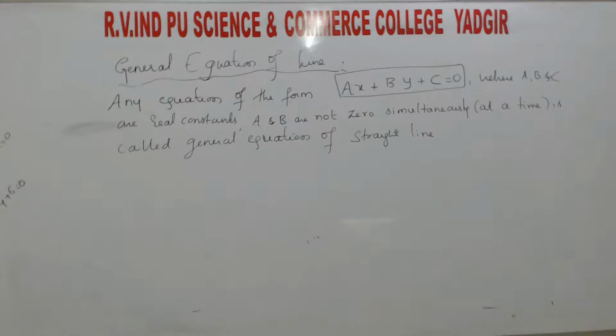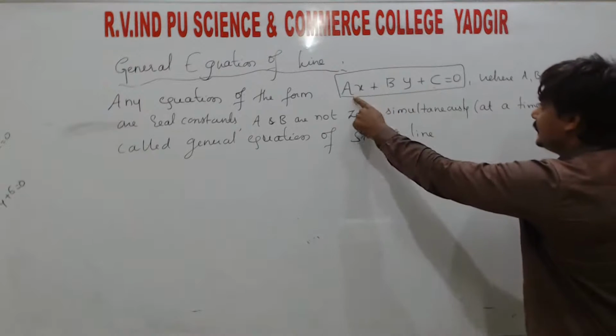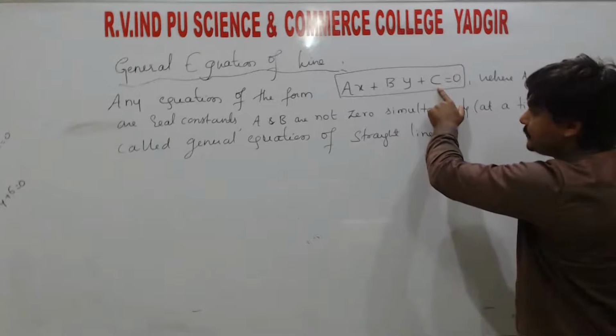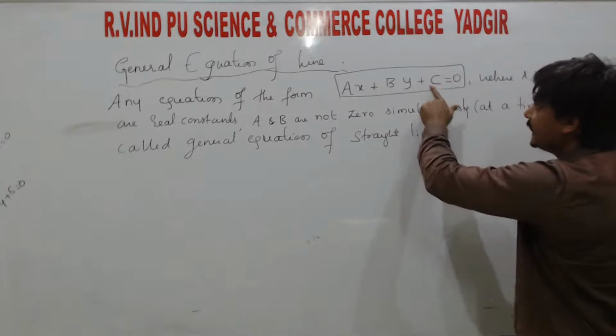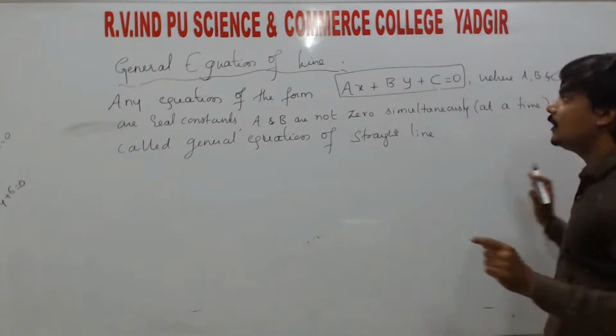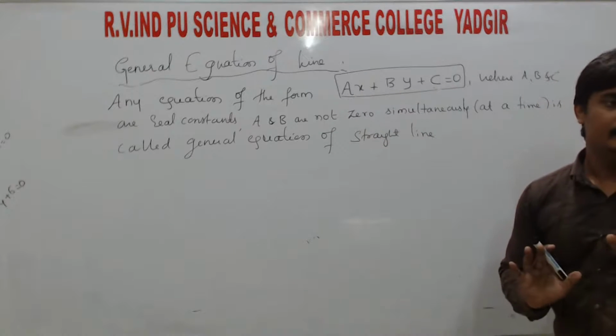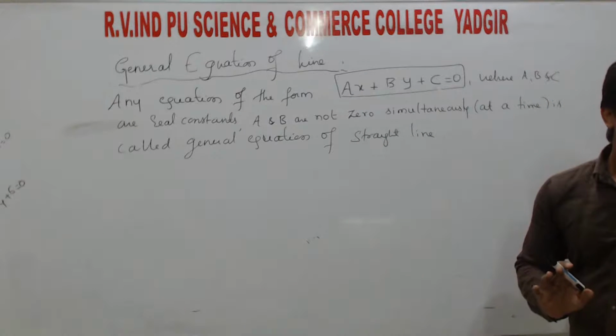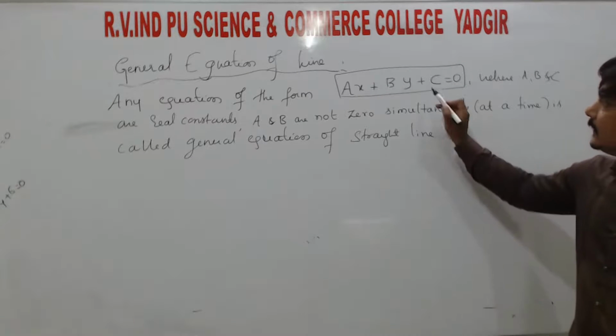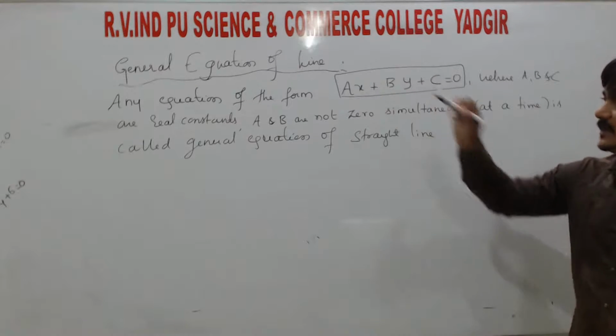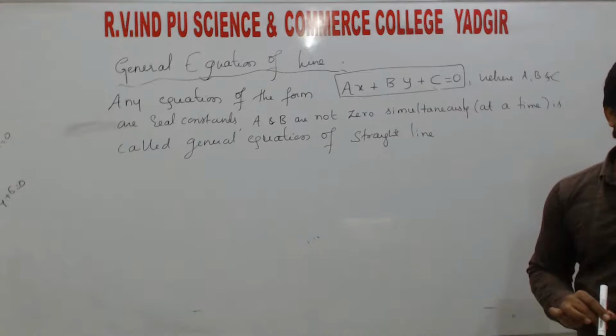What are those conditions? A, B and C must always be real numbers, and A and B should not be simultaneously zero. ಈ A ಮತ್ತು B ಎರಡು ಎಟ್ ಎ ಟೈಮ್ ಝೀರೋ ಇರಬಾರದು. ಇಂಥ ಈಕ್ವೇಶನ್ ನಾವೇನಂತ ಕರಿತೀವಿ? ಜನರಲ್ ಈಕ್ವೇಶನ್ ಆಫ್ ಸ್ಟ್ರೇಟ್ ಲೈನ್ ಅಂತ ಕರಿತೀವಿ.